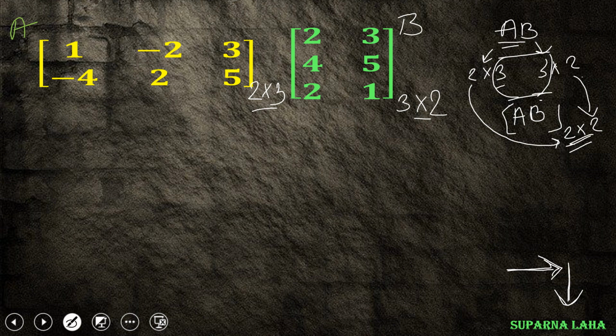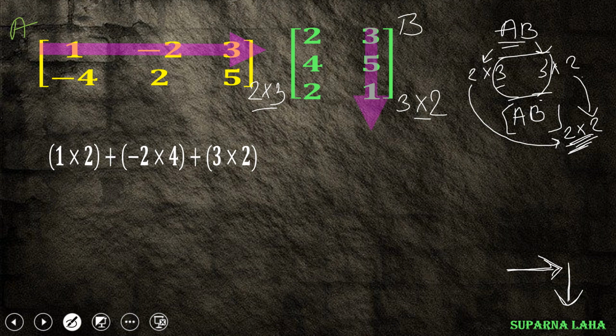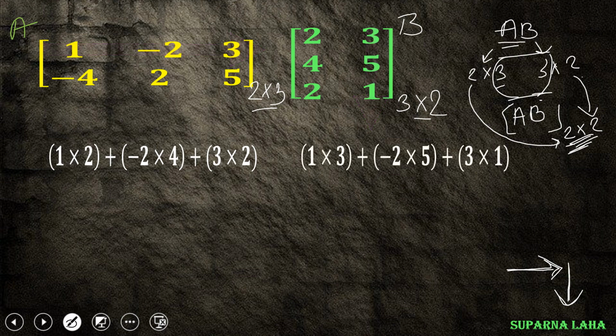So let's write down the first element of this 2 by 2 matrix. We have to move row with column: first row of A with the first column of B. Multiply them, that is 1 into 2, minus 2 into 4, and 3 into 2. So the first element of this 2 by 2 matrix is given like that. Moving to the second element, that is the first row again, second column, multiply their elements: 1 into 3, plus minus 2 into 5, plus 3 into 1.